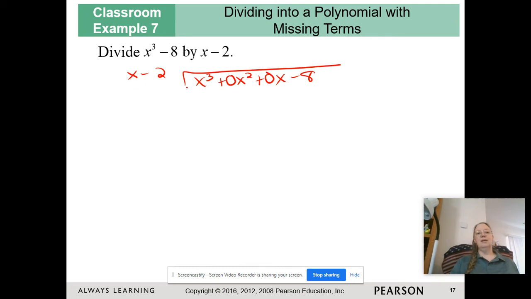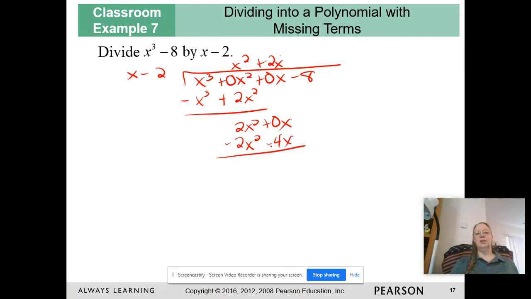Okay, so x goes into x cubed, x squared times, and then we're going to multiply x cubed minus 2x squared, and then we're going to change the signs. 2x squared and bring down the 0x. And divide. X goes into 2x squared, 2x times. We're going to multiply. And distribute. And change the signs. And bring down the negative 8.